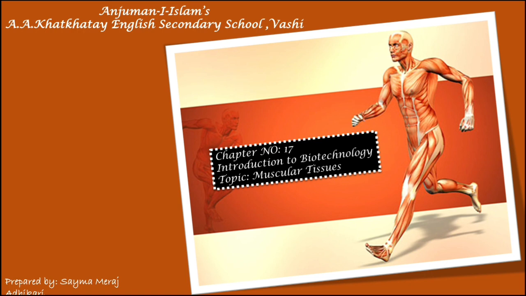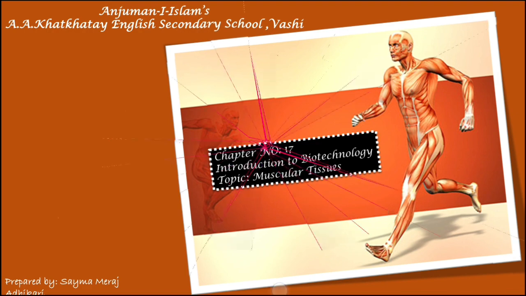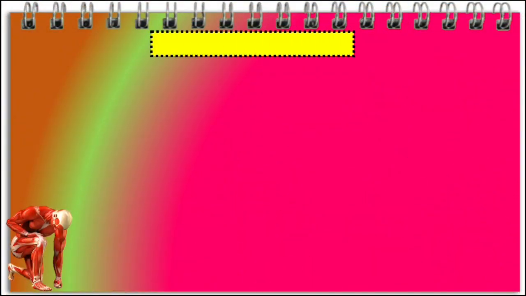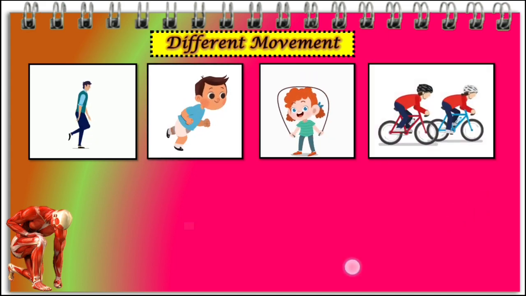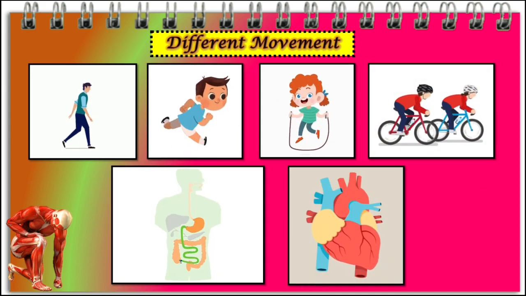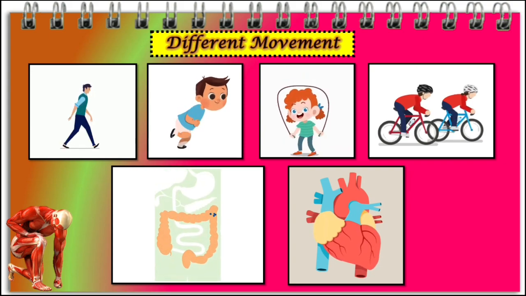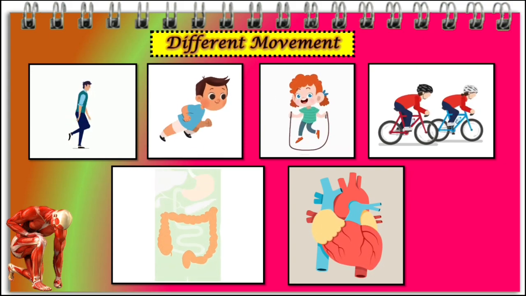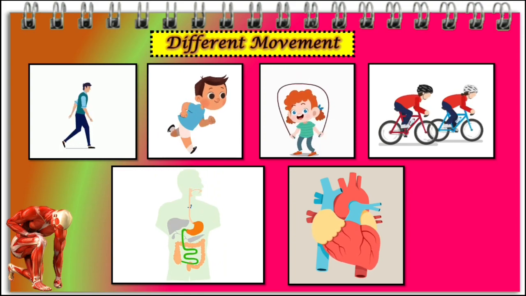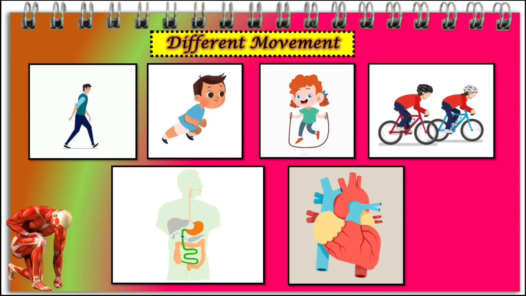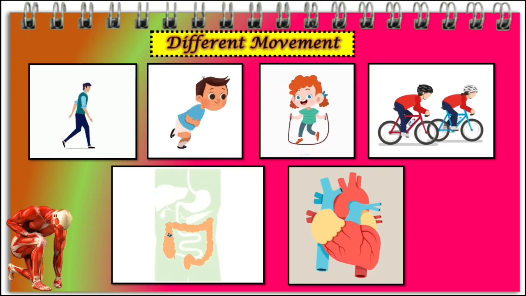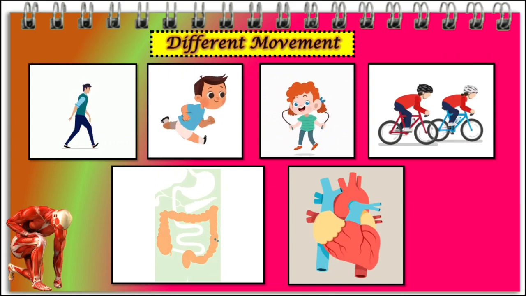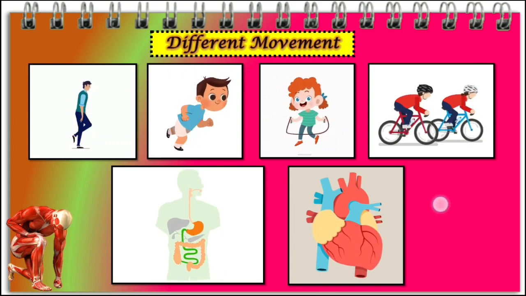In this chapter we are going to focus on muscular tissue. Over here in this slide, what do you see, students? Here you can see different types of movement. They all are performing different movements. That man is walking, the boy is running, that girl is skipping, those people are cycling. Then there is a movement of food, which is the digestive system, then movement of the heart. So all these movements we perform because of what? Because of our muscles. We have three different types of muscle tissues.